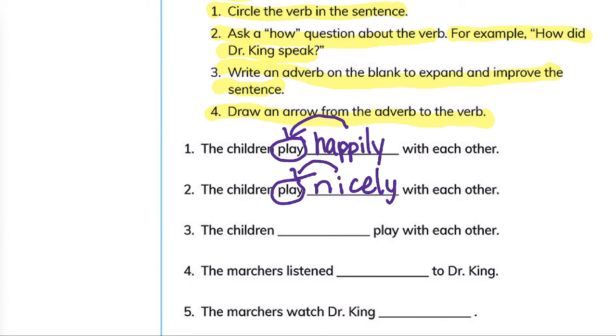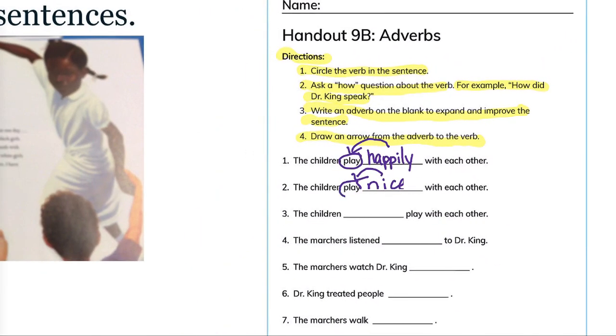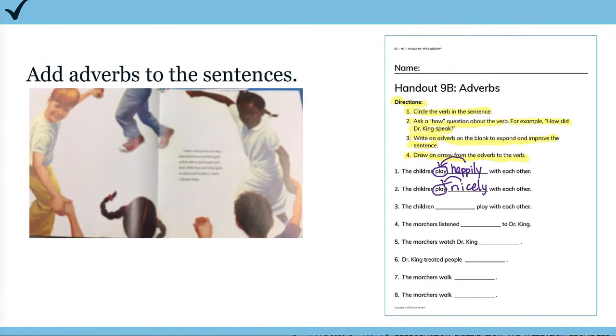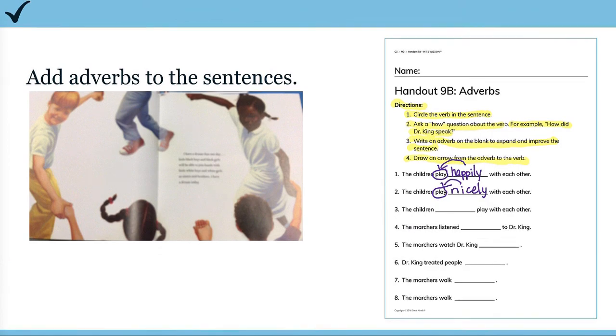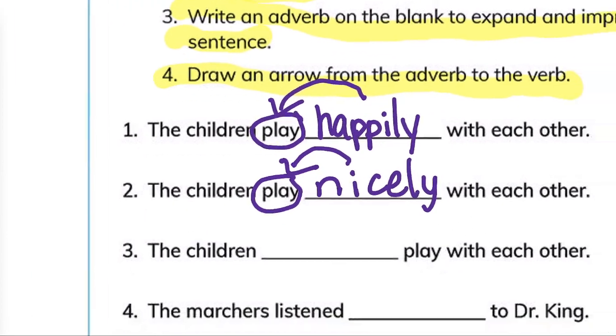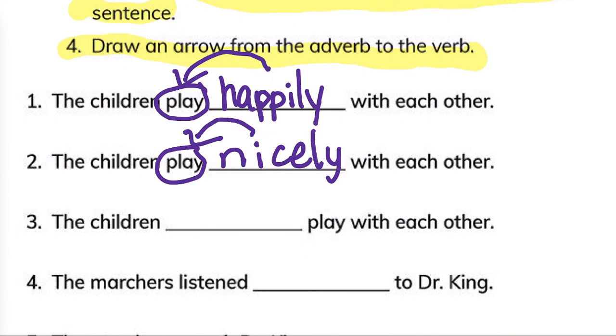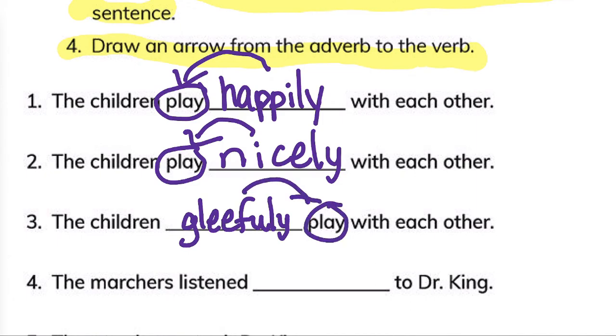The children, happily, nicely. What's one more? I know happily, nicely are pretty similar words, maybe gleefully. It looks like they're full of glee. Another word for happy. The children gleefully. Oh, let's see, gleefully. I don't know if that has two L's. Play with each other. Gleefully play.